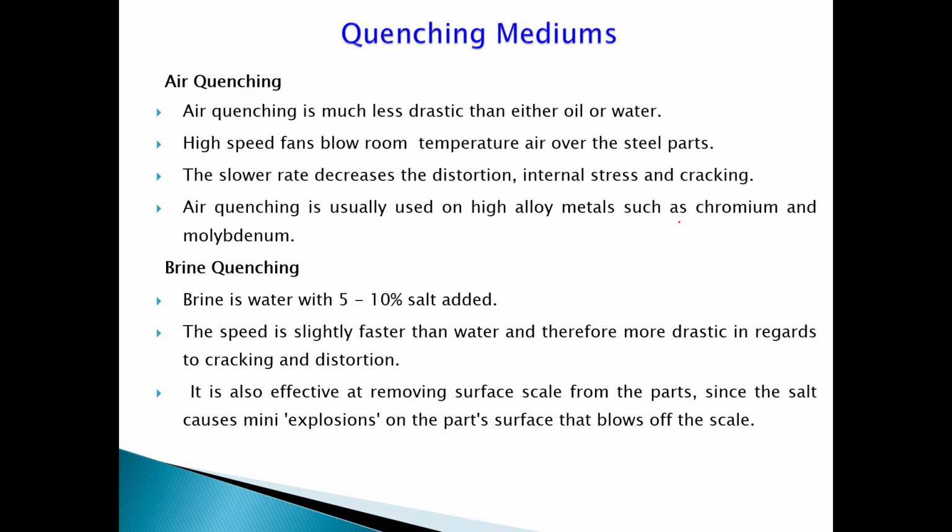Air quenching is usually used on high alloy metal such as chromium and molybdenum. Brine quenching: brine is water with 5 to 10% salt added. The speed is slightly faster than water and therefore more drastic in regards to cracking and distortion. It is also effective at removing surface scale from the parts, since the salt causes mini explosions on the part surface that blow off the scale.